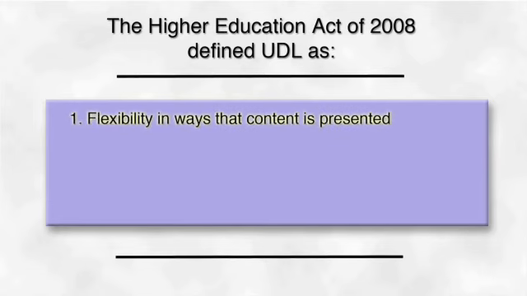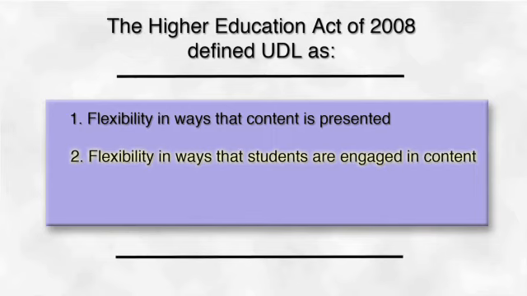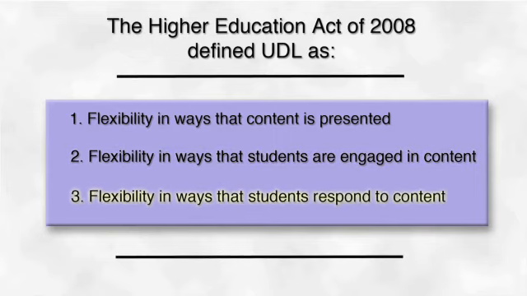And that is flexibility in the way that content is presented, flexibility in the ways that students are engaged with content, and flexibility in ways that students respond to content. And these are sort of the essential aspects of universal design as defined in the Higher Education Act of 2008.